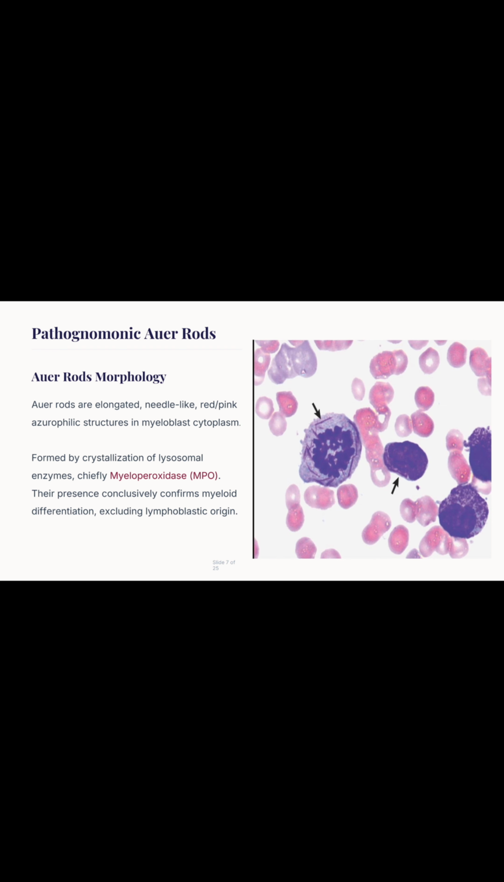Pathognomonic Auer rods. Auer rods are the characteristic feature of AML. Auer rod morphology: rods are elongated, needle-like, red to pink in color, azurophilic structures in myeloblast cytoplasm, formed by crystallization of lysosomal enzymes, chiefly myeloperoxidase. Their presence conclusively confirms myeloid differentiation, excluding lymphoblastic origins. Here we can see the Auer rods. They are more in number compared to the previous slides.